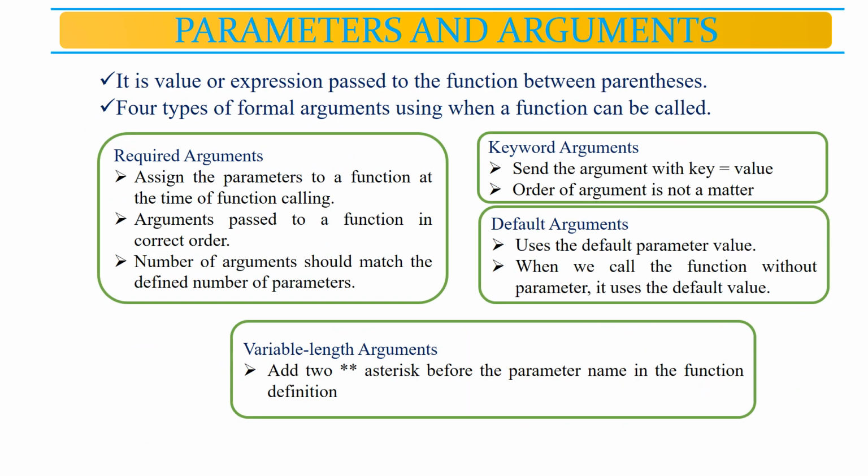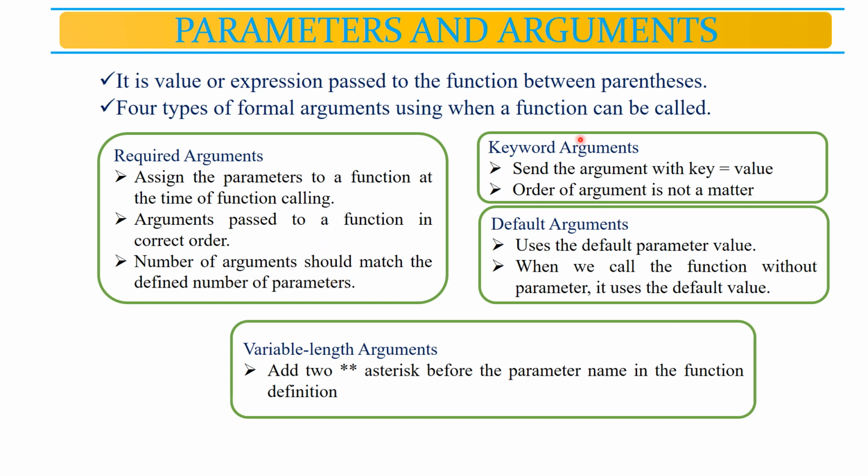Parameters and arguments are values or expressions passed to the function between the parentheses. There are four types of formal arguments used when the function is called. The first one is the required argument. Here we assign the parameters to the function at the time of the function call. Arguments are passed to a function in the correct order. Whatever order you gave while creating the function, the same order is used while passing the arguments. The number of arguments should also match the defined number of parameters.